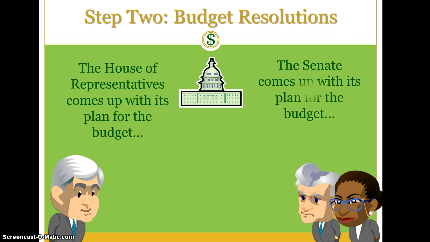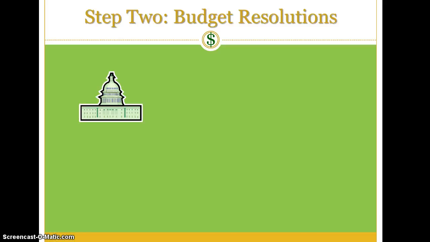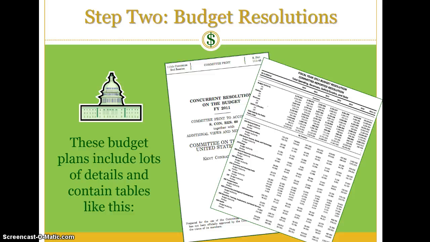The House of Representatives comes up with this plan for the budget. The Senate comes up with its plan for the budget. In order to develop their plans, they take several things into consideration: the president's budget outline, the previous year's budget, new programs or projects that the government agencies want to start. Step 2, the budget resolutions, they're going to include lots of details and tables like this.